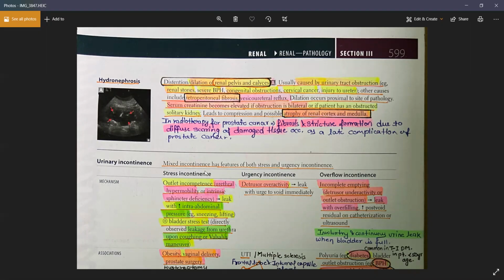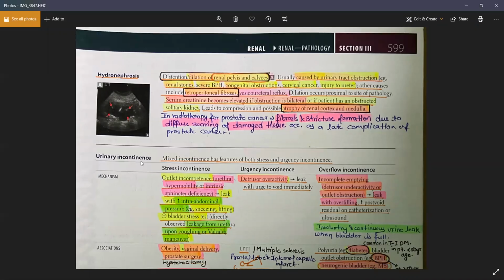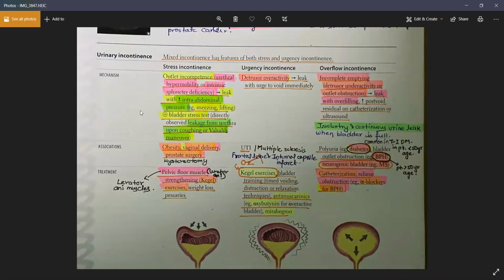Then you have the urinary incontinence. Okay. So one thing is urinary retention, in which you cannot pass urine. And second is urinary incontinence, in which you cannot hold your urine. Okay, so it could be of three types: the stress incontinence, urgency incontinence, and the overflow incontinence.